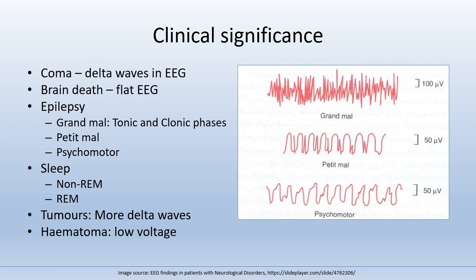Then we have tumors in the brain. Tumors of the brain give us high delta wave pattern on the site. Another condition called hematoma, which is collection of blood on the brain, or we can have collection of some sort of fluid in the brain, that can also give us low voltage wave pattern on the site.